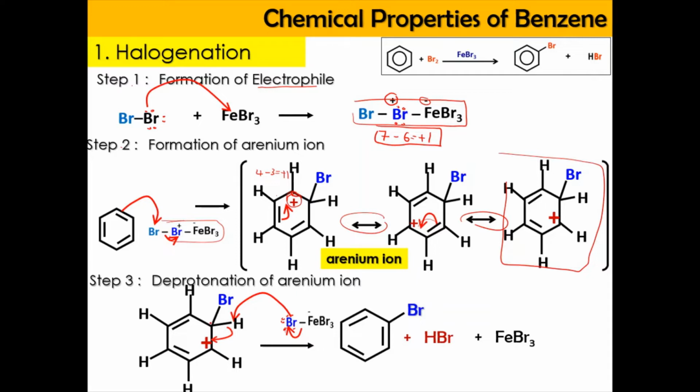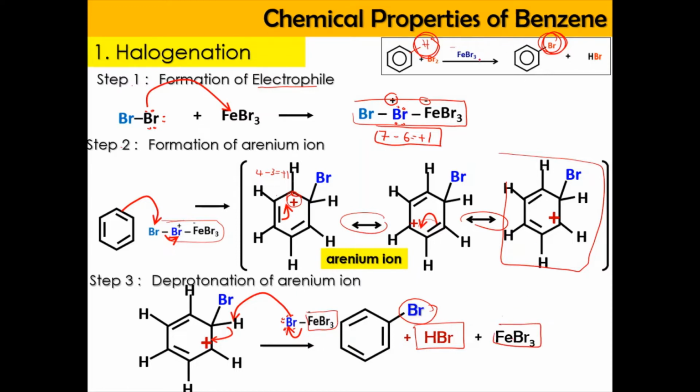So as what you can see here, the bromine is now attached to the benzene. So from hydrogen here, it's going to be attached with the bromine. So it's going to become the bromobenzene, and HBr is going to be produced. At the same time, our acidic catalyst here is going to be formed again at the end of the reaction.